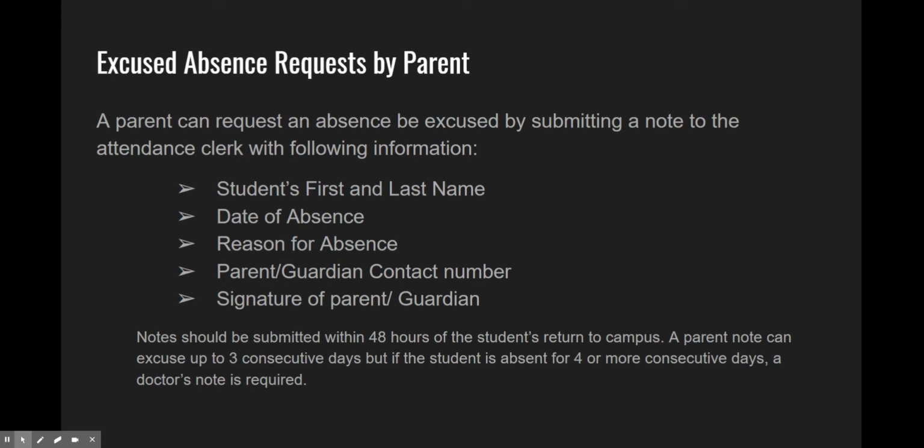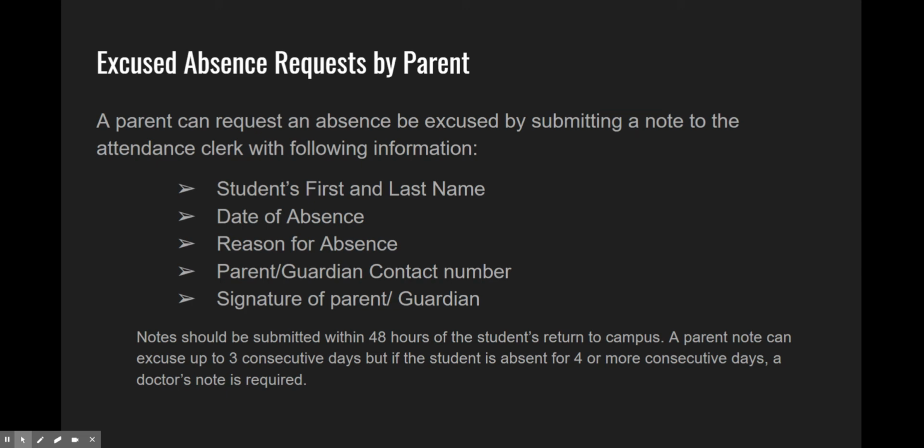Parents can also make a request to have absences excused. The way to do this is essentially to send a letter to the campus, again, to communicate what's happening. You can make a request by submitting a note to the attendance clerk with this information. We need to have first and last name. We need to have the date of the absence, and we need the reason for the absence. In addition to that, we need a contact number and signature of that parent or guardian.